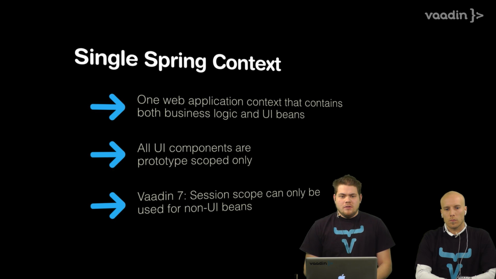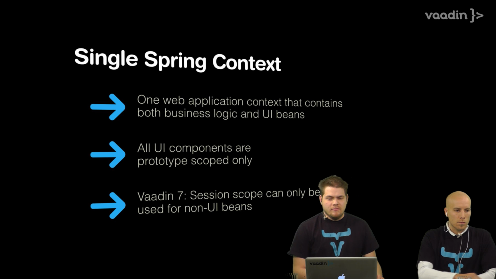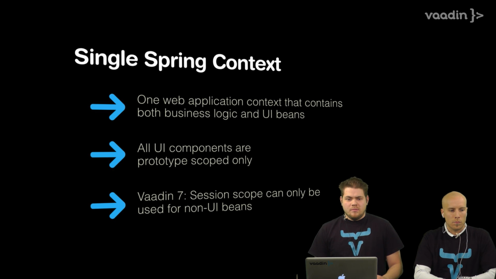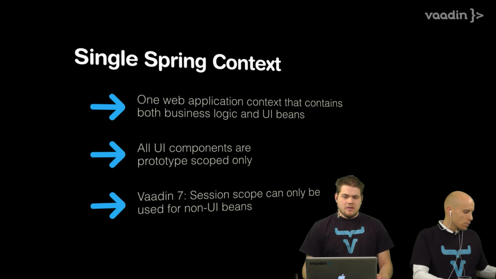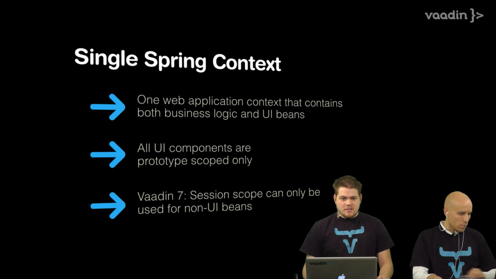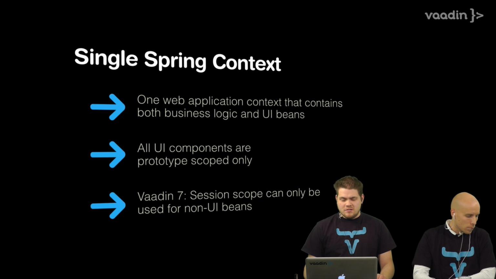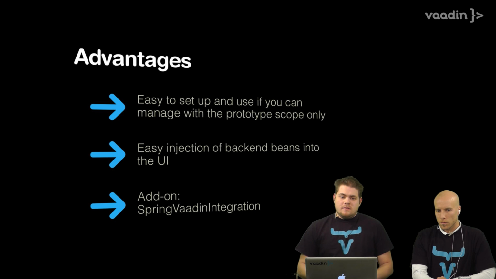So all UI components are prototype scoped only, and I want to point out here that in Vaadin 7 the session scope can only be used for non-UI beans. In Vaadin 6 the session scope worked for UI components as well, since we had only one application per session. But as of Vaadin 7, where we can have multiple UI instances in the same session, we can no longer use the session scope. So in this case, without any third-party add-ons, the prototype scope is the only one that we can use. The advantage with this approach is that it's pretty easy to set up.